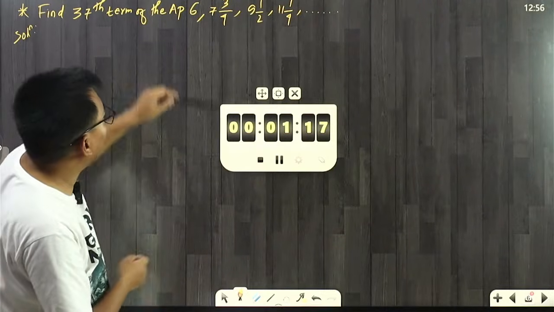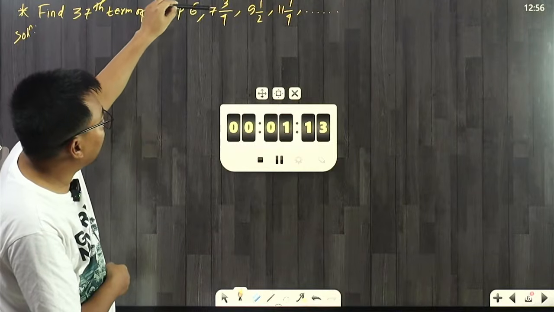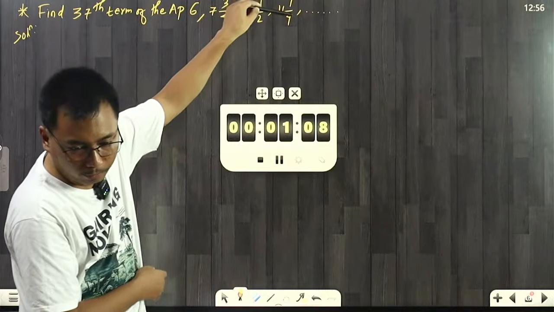I think you can't see this on the screen. This is 3 by 4. First is 6, then 7, 3 by 4. This is a mixed fraction. 9 and a half, mixed fraction. 11, 1 by 4.